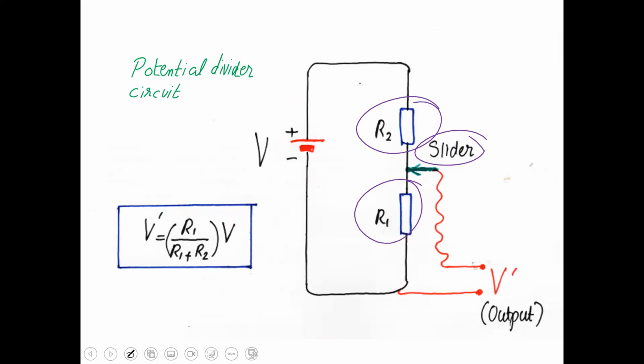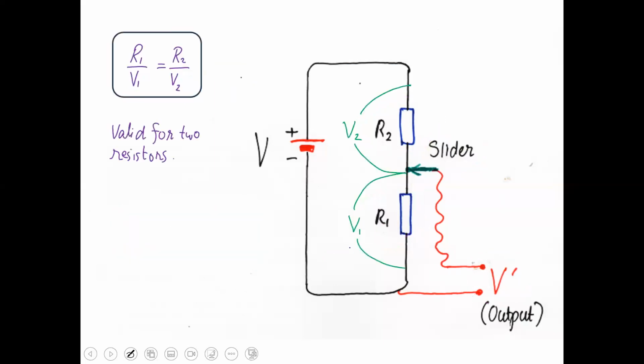Now, this is the ratio formula. The slider is coming here according to this position. Slider is coming with R1 and it is coming out V1. So this is a circuit component, and when you move it like this, the output voltage is only across R1. So the formula is V prime is equal to R1 upon R1 plus R2 into V. This is the formula we use, and this is valid for two resistors.